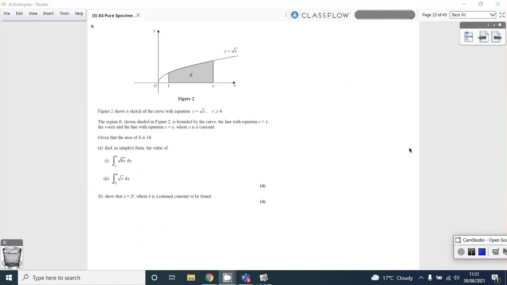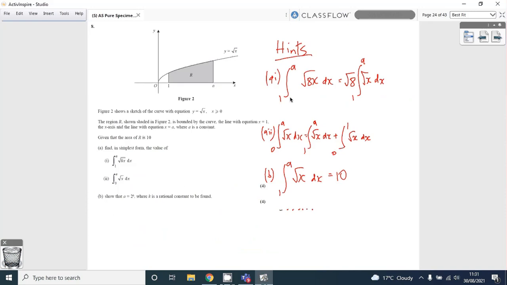Question 8. So here's the hint. So the integral from 1 to a of root 8x, so the square root of 8x, we can break the root 8x down to being root 8 multiplied by root x. Now root 8 is a constant, so that can be taken outside the integral. So we've got root 8 times the integral. Now we know what the area under the graph from 1 to a of root x is, 10. So we've got 10 lots of root 8, which you then just need to simplify.